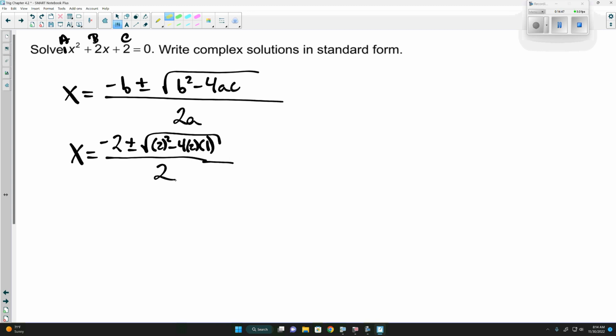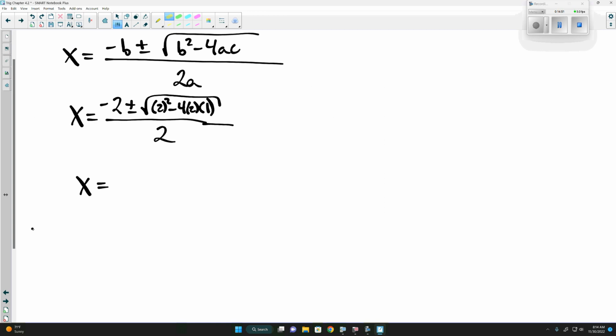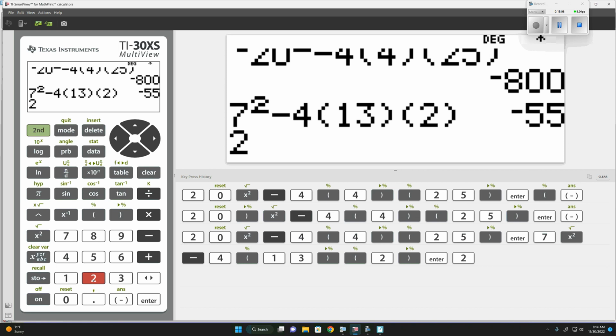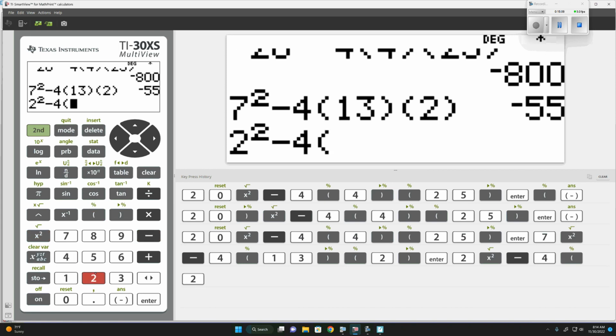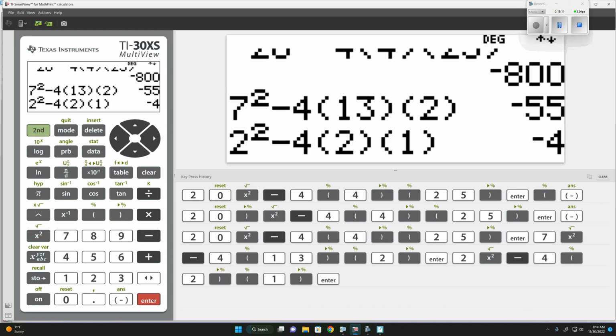At this point here, I would start using the calculator a little bit, because there's a good chance. So we'd have negative 2 plus or minus, over 2, the square root of 2 squared minus 4 times 2 times 1. We could probably do that in our head, or it's just as easy to plug it in, and we get negative 4.